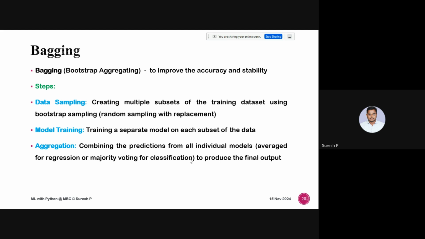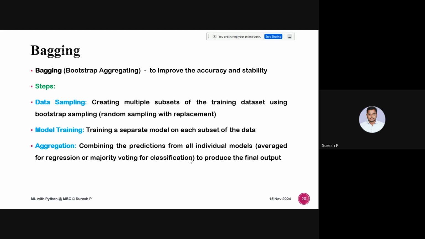Here, the data set will be divided into multiple subsets. That is, the training data set will be divided into multiple subsets, and then every subset will be provided to the algorithm to learn. So in data sampling, multiple subsets are created from the training data set using a sampling technique. The sampling can be random sampling with replacement.